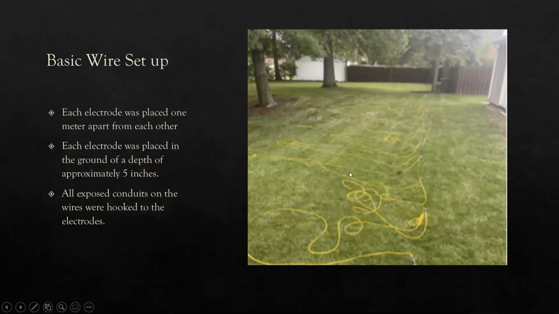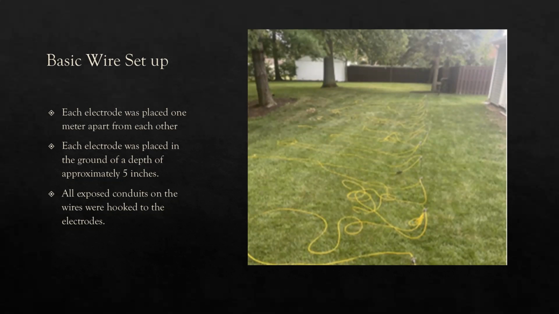So there are basic wires set up, and here's a picture of what it looked like. I apologize, when it got blown up it became a little distorted, but each electrode is placed about 1 meter apart from each other. This of course is approximate. I had a tape measure laid out, so I hope it was correct. And then each electrode was placed at a depth of approximately 5 inches. They're at this length and at that depth into the ground because it has to do with the clarity as well as the outcome in the project.